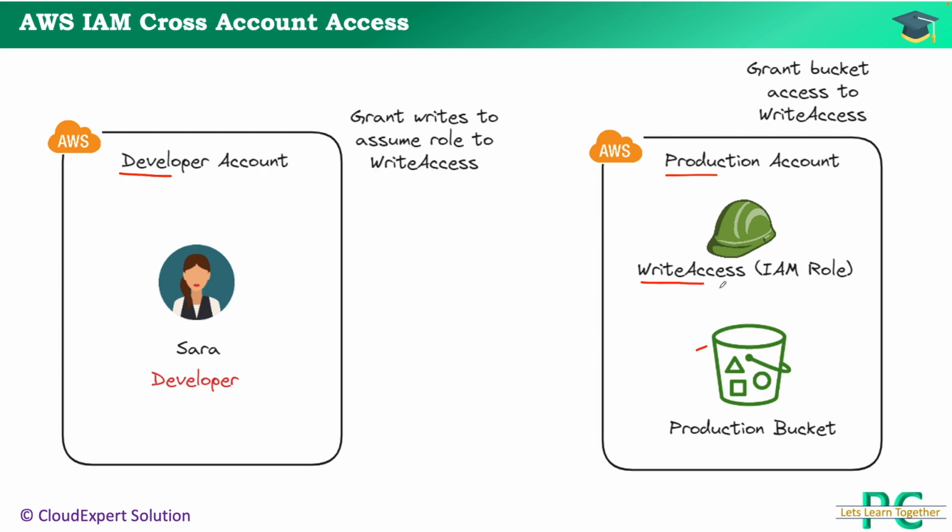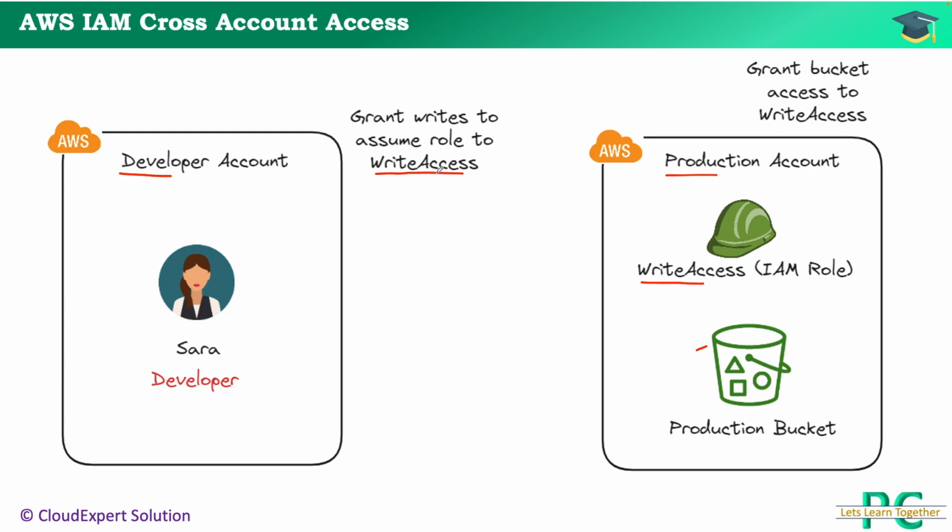Next, we have to allow Sarah's user ID to assume the role. That is another important point to remember. If Sarah does not have access to assume that role, whatever the role name you are creating, Sarah will not be able to access the production bucket. So this is the prerequisite.